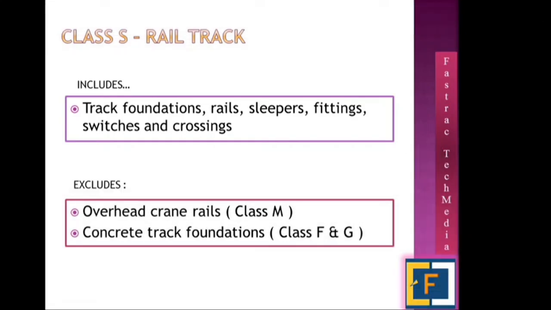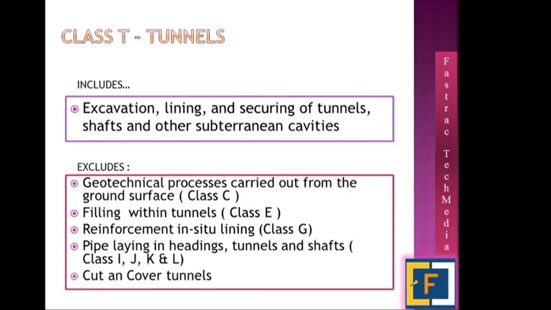So rails and sleepers, fittings, switches and crossings, all those things come inside. Again, in tunnels, tunnel lining, subterranean works, cavities, all are included. But some 8 classes are not included there. That is included in another class.